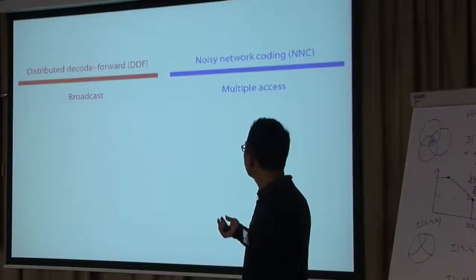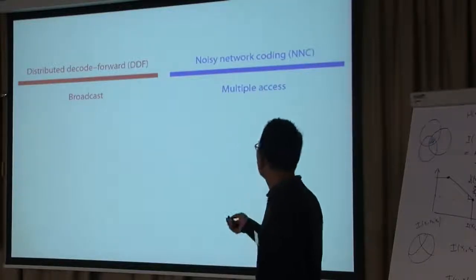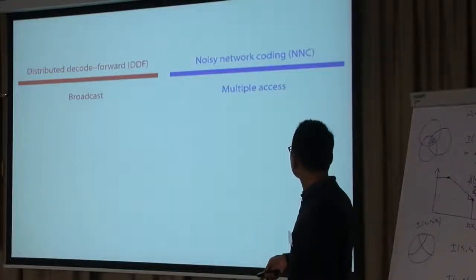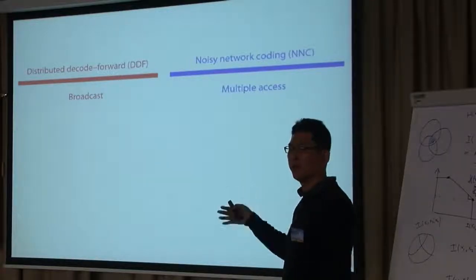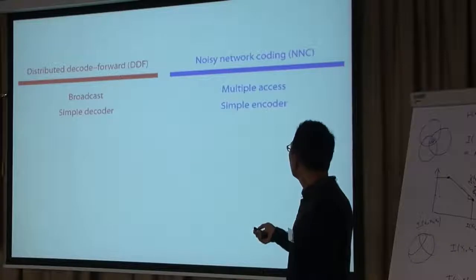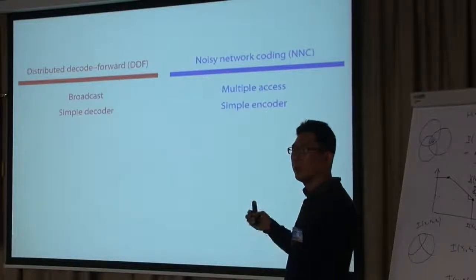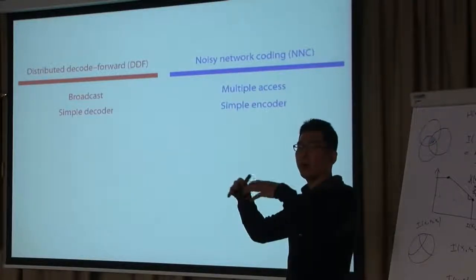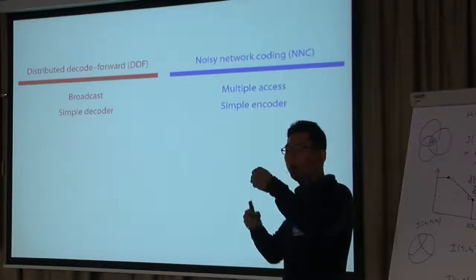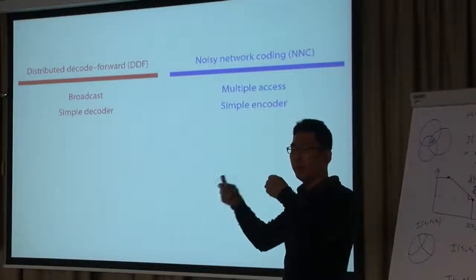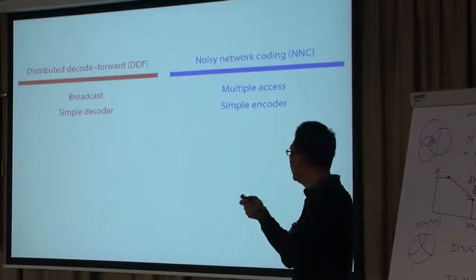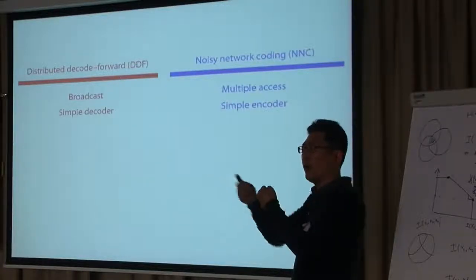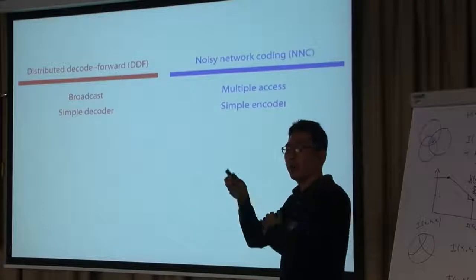So here is a summary of distributed decode-forward and noisy network coding. The DDF is used for broadcast relay networks, and this one is for multiple access relay networks. So they are in some sense dual in terms of traffic pattern. For distributed decode-forward, the decoder structure is relatively simple. It's the encoder which has complete control over the entire network. She knows what everybody is doing at each given time, and all the burden is at the encoding stage. For noisy network coding, the encoder and the relay were simple. It was the decoder who had to recover all the messages as well as some of the compression indexes.